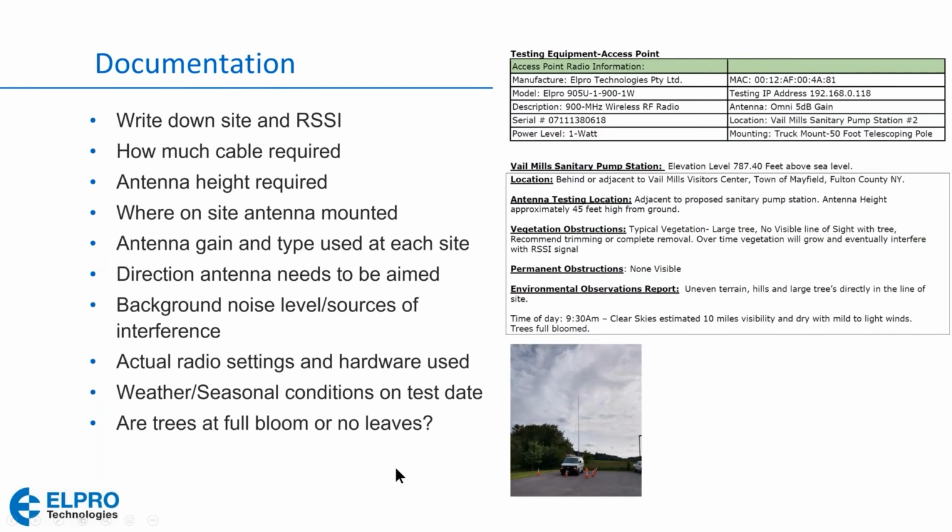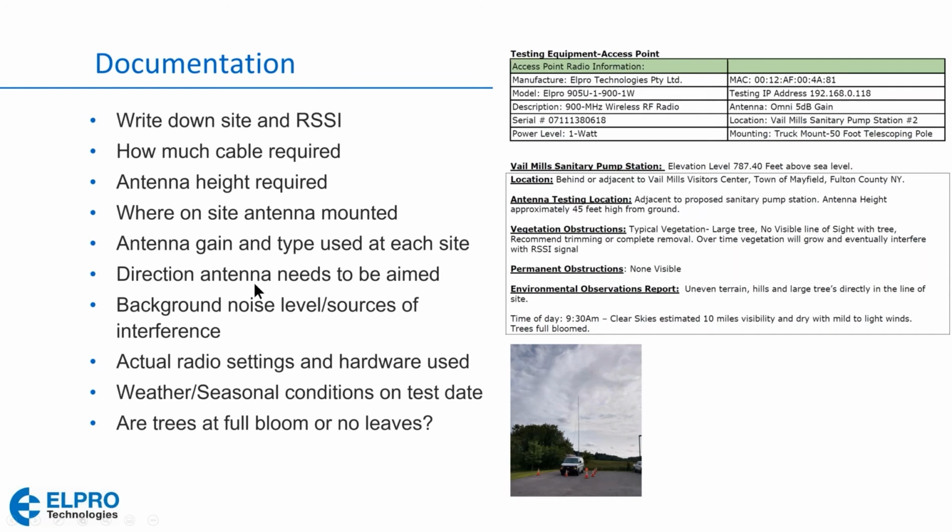Okay, then we need to write everything down. We need to have the documentation. So we need to write down the name of the site and the received signal strength. Then we have to write down how much coaxial cable and what type of cable we had connected there. Then we write down how high we had the antenna mounted for our test. Then where on the site did we have that antenna mounted? For example, did we have it mounted on the north wing of the building, or on the east side of the building, et cetera? Like, the specifics of that particular site.